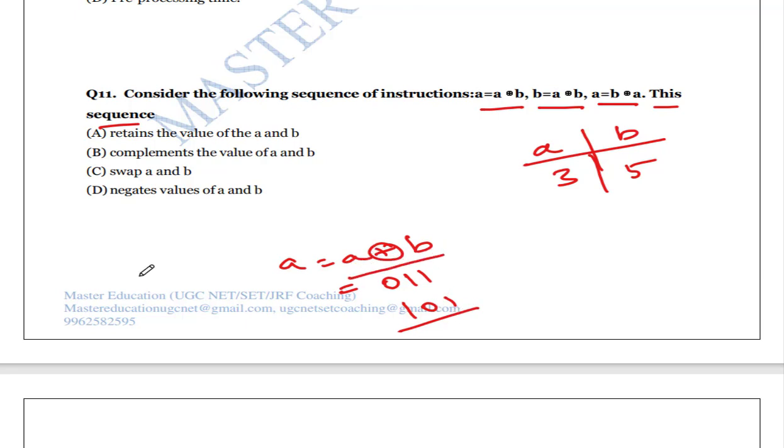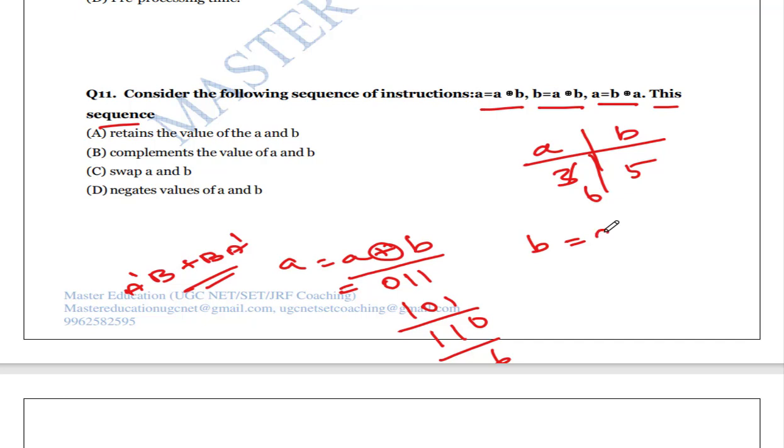a exclusive OR b means what? A bar b plus b a bar, right? So 0, 1, the answer will be 1, and 1, 0, the answer will be 1. 0, 0 and 1, 1, the answer is 0. So here the answer is 1, 1, 0, that is 4 plus 2, 6. Now the a value is 6.